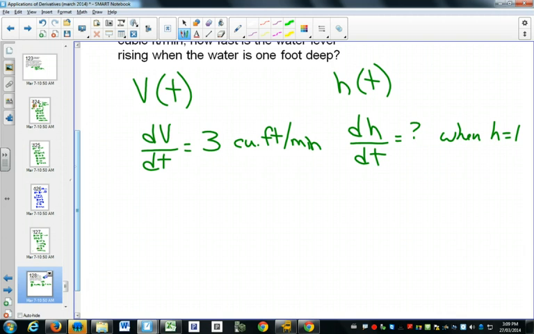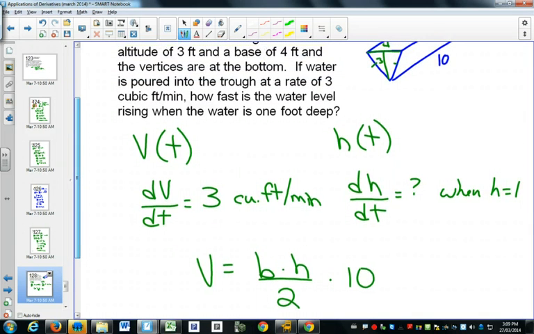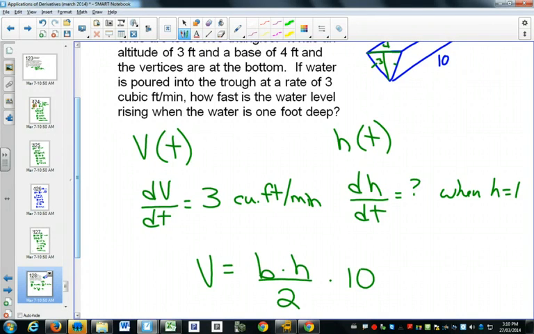Okay, so our volume will equal the area of the triangle, base times height divided by 2, times the length of the trough, which is 10. And we know what the base is already, and the height. Can you see right now, though, we have more variables? We have a base and height. Well, we know what they are when it's complete, but we don't know how it is as it's changing.